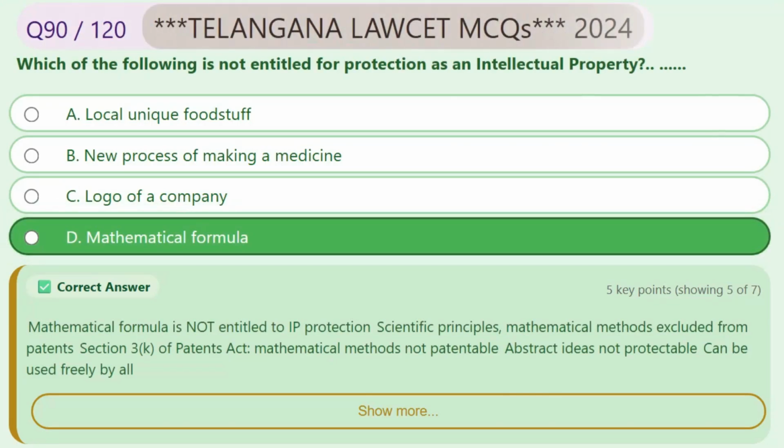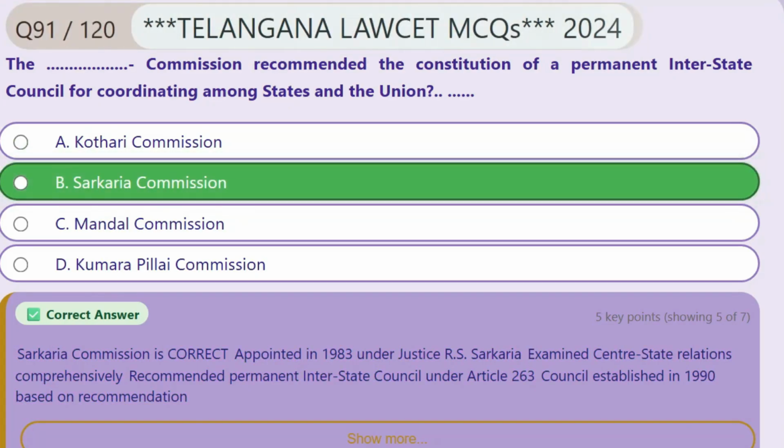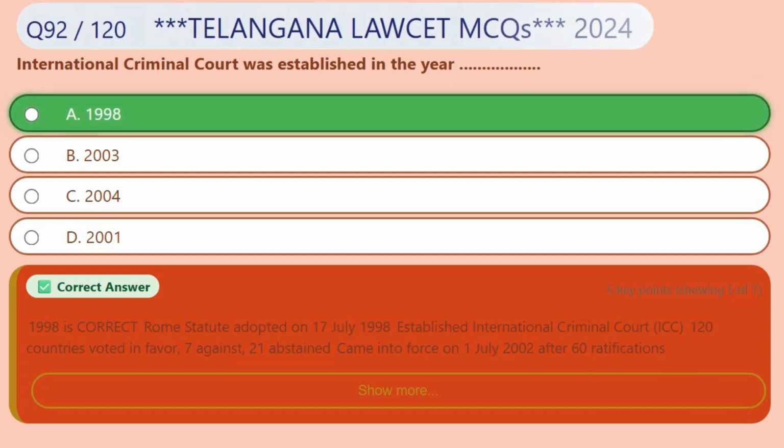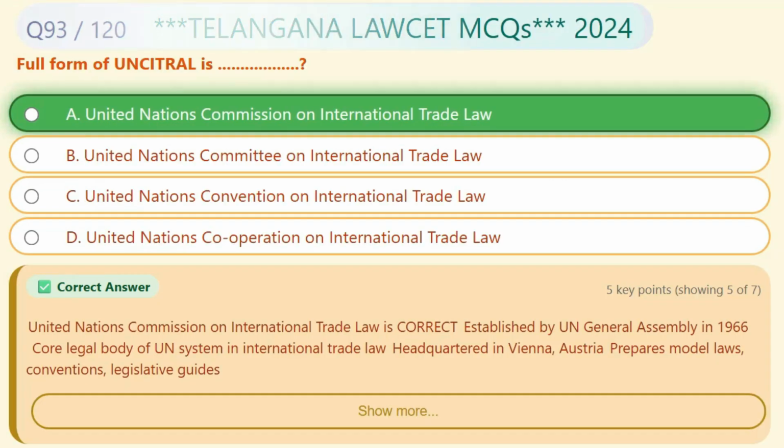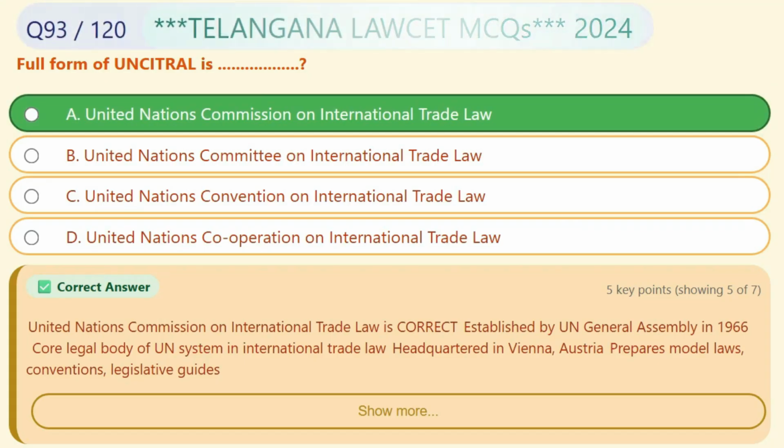Which of the following is not entitled for protection as an intellectual property? Mathematical formula. The Commission recommended the constitution of a permanent interstate council for coordinating among states and the Union: Sarkaria Commission. International Criminal Court was established in the year 1998. Full form of UNCITRAL is United Nations Commission on International Trade Law.